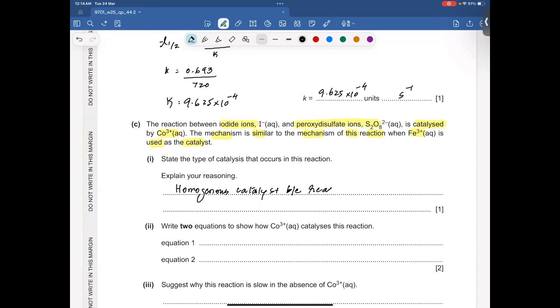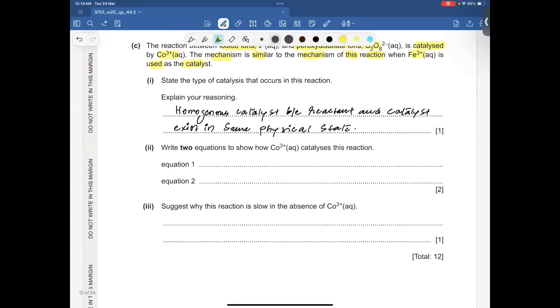Because reactants and catalyst exist in same physical state. Write two equations to show how cobalt 3 ions catalyzes this reaction. So first of all, cobalt 3 ions is basically an oxidizing agent. It oxidizes iodide ions into iodine and reduces itself into cobalt 2 ions.